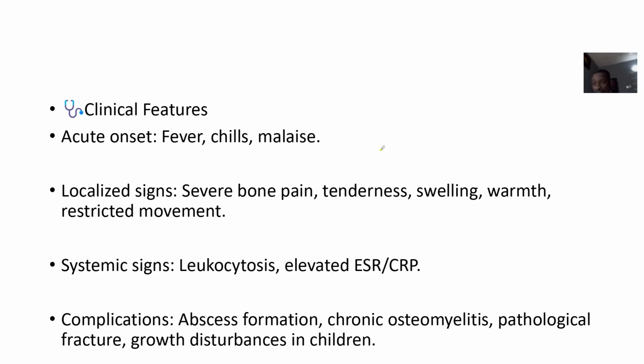Clinical features: this is involved in your bloodstream, so you have fever, chills, malaise. Localized signs like severe bone pain, tenderness, swelling of the bones, swelling of the skin even, and warmth. If you touch the place, it's really warm. Systemic signs like leukocytosis, so white blood cell counts are shooting up.